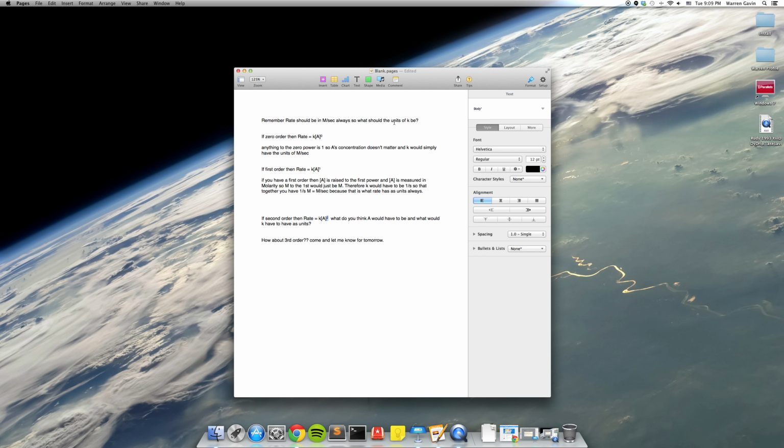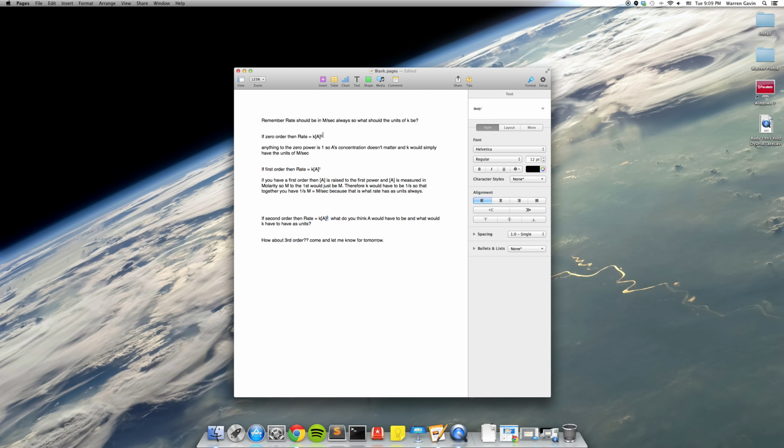So what should the units of K be so that you always end up with a rate of molarity per second? So looking at a zero order, so rate, that's got to be in molarity per second, equals K will be some number, 5, 16, 1.6 times 10 to the negative 23rd. It's a number, and it's got to have units with it. And then this is always in brackets, it stands for molarity. So we need to figure out what are the units of K.